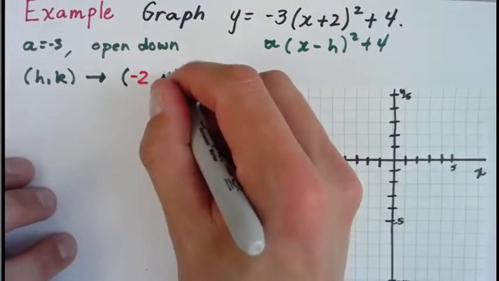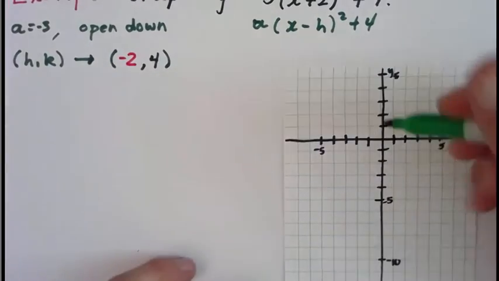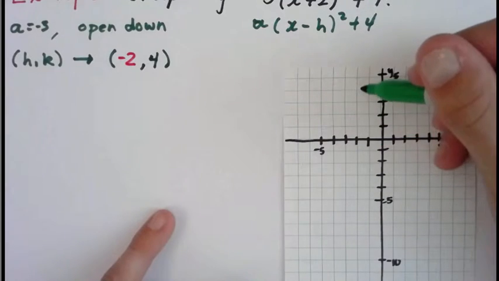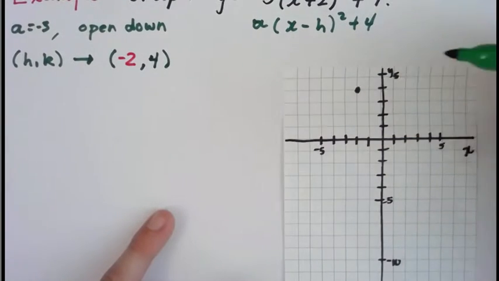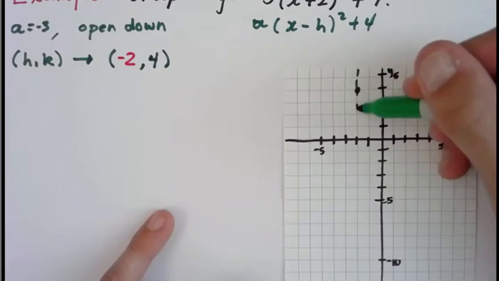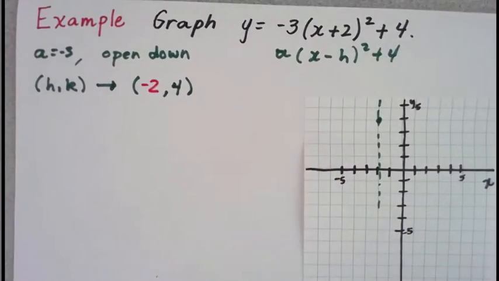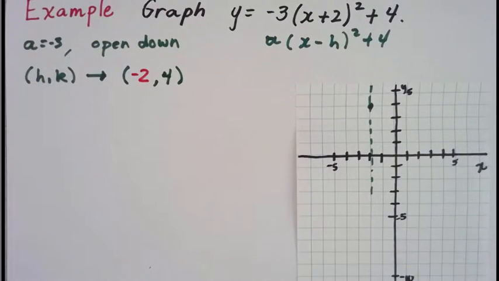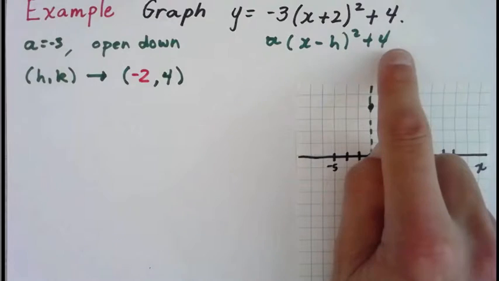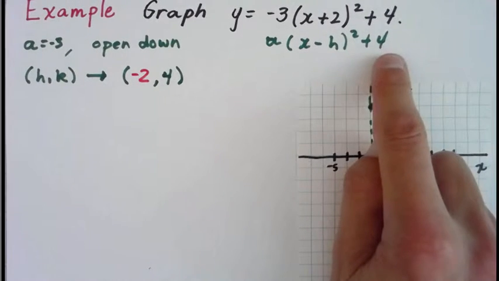There's the vertex. So I'm going to go ahead and plot that. Negative 2 up to 4, which is right here. You can draw your axis of symmetry through this if you want to, but it's not necessarily needed. So I've got the vertex. Now I've got to find a couple other points. This constant here, you've got to be careful. Unlike standard form, this is not the y-intercept, so be very careful.